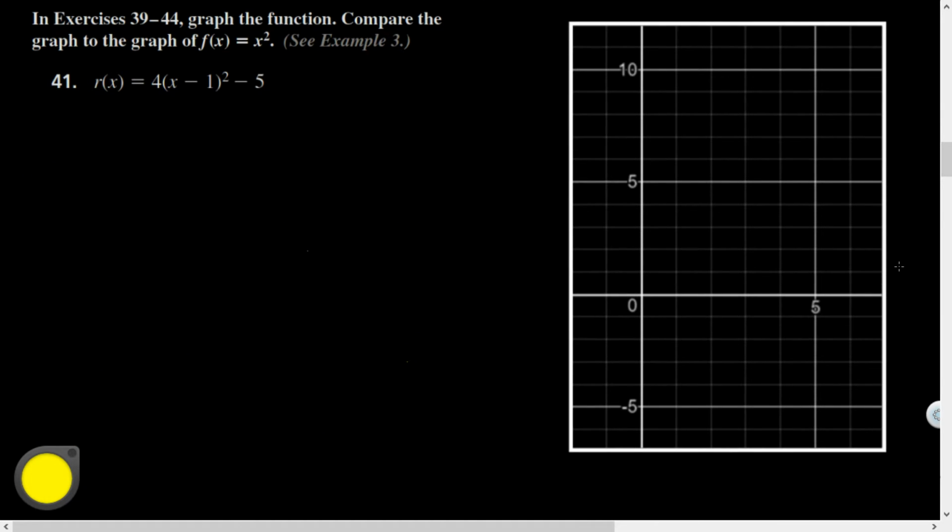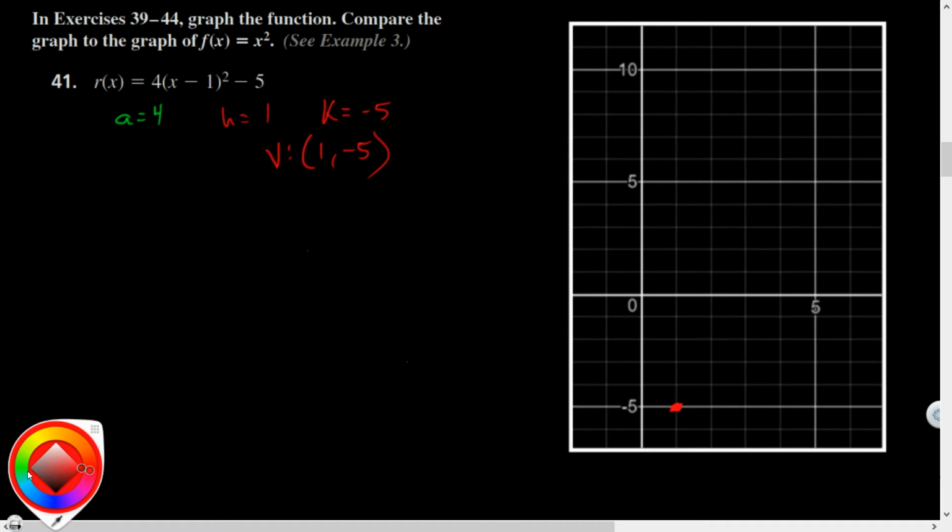All right, last problem I'm going to do for the homework today is 41. All right, well, let's write it down. Follow along. So A is going to be the 4. H is going to be +1, remember? And K is going to be -5. So my vertex is at 1, -5. So over 1, down 5. Looks like my scale is normal on my grid.